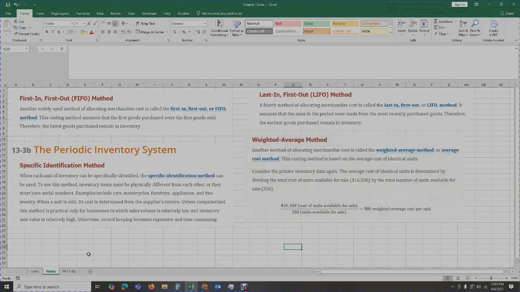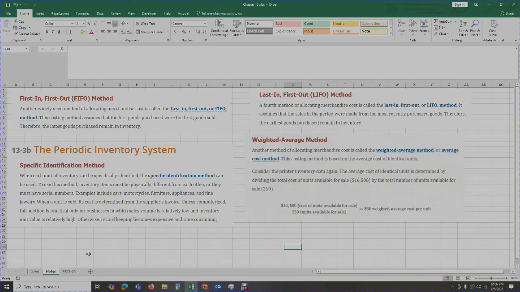The specific identification method is an inventory method used for items that are physically different from each other or that have serial numbers. This might include cars, motorcycles, furniture, appliances, jewelry, anything that you can identify by a number. You can use specific identification. This is basically used for the higher end items.